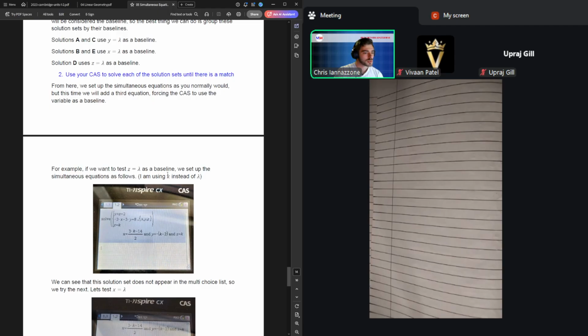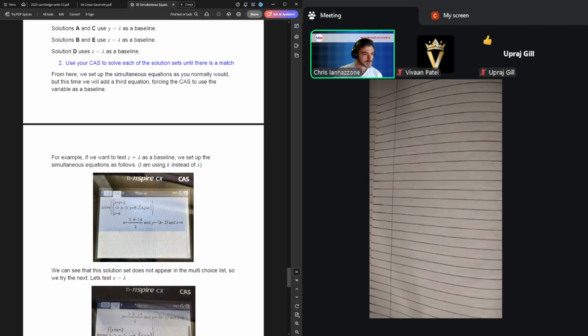But otherwise, what you're essentially doing is taking the two equations that came from the question and then toggling this third equation in there. That is you choosing whatever letter equals lambda. Now, I can't find lambda on my CAS. I'm not going to go out of my way to do that. I'm just going to put another letter in there, k.